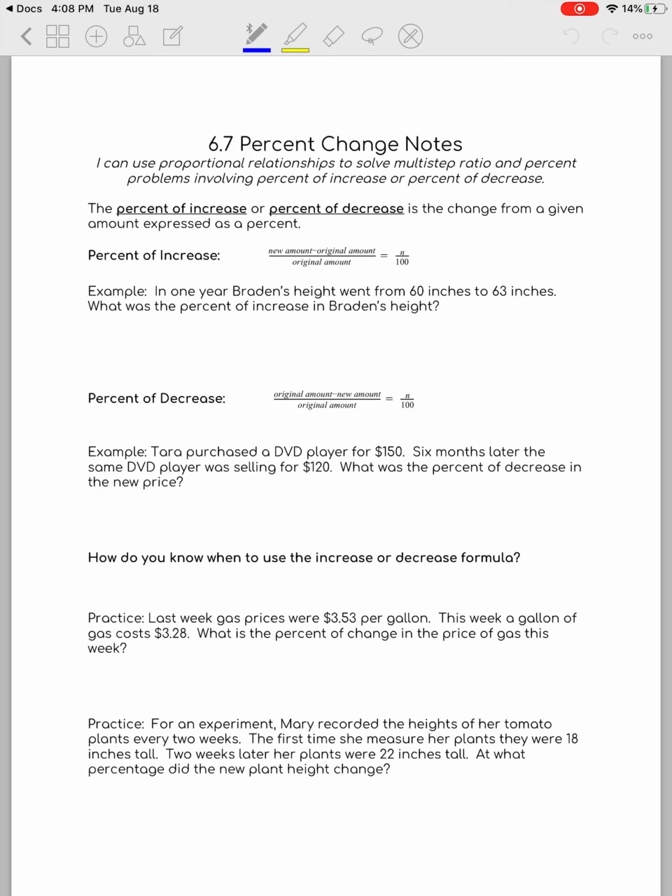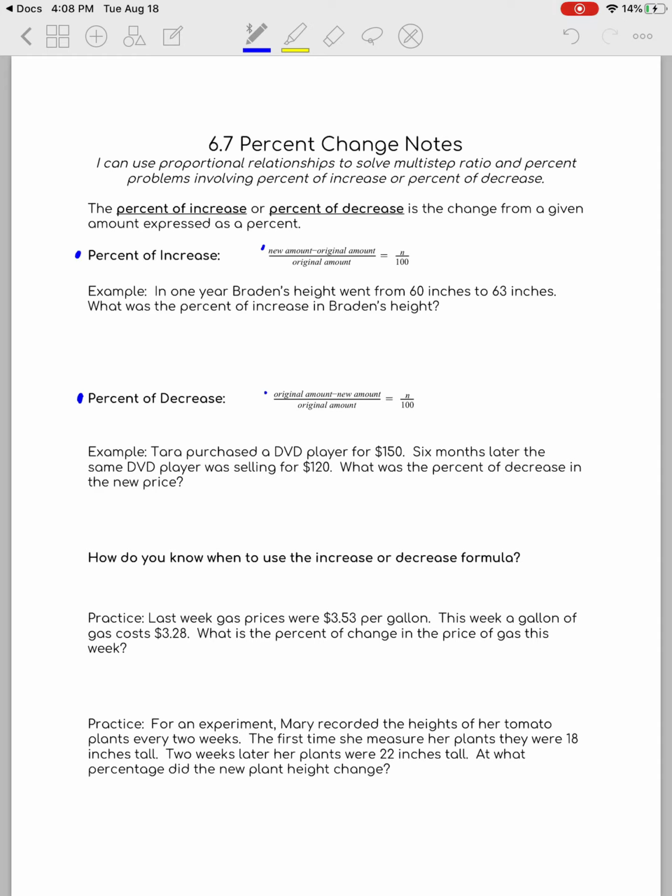Hey folks, today we're going to continue with Unit 6 with percent change. When we're talking about percent change, we're talking about a percent of increase or a percent of decrease. And what is the change from the given amount expressed as a percentage? There are two ways to calculate this. Percent of increase and then the percent of decrease. So depending on which way it goes, you have a little bit of a different formula.